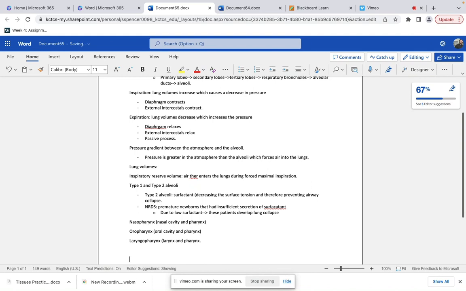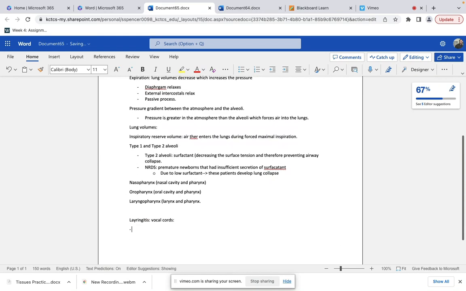Symptoms of laryngitis. I want you to think about this. What is present within the larynx? This is actually something I'm just getting over. So the vocal cords. So think about something with a voice, raspy voice, hoarse, something like that. Maybe even a loss of voice. That's what you would think about.